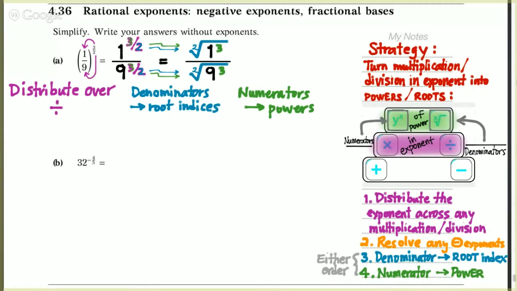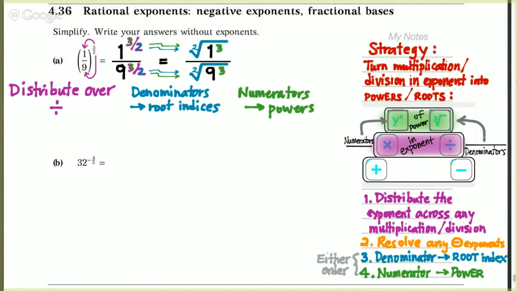Then the numerators turn into powers on their bases. So the bases were 1 and 9 here. So I'm going to take the numerators, the 3/2 has a numerator of 3, and make those powers on the 1 and the 9. So in other words, 1 to the 3/2 is nothing more than the square root of 1 to the 3rd. 9 to the 3/2 is nothing more than the square root of 9 to the 3rd. And I could go forward and simplify this way.